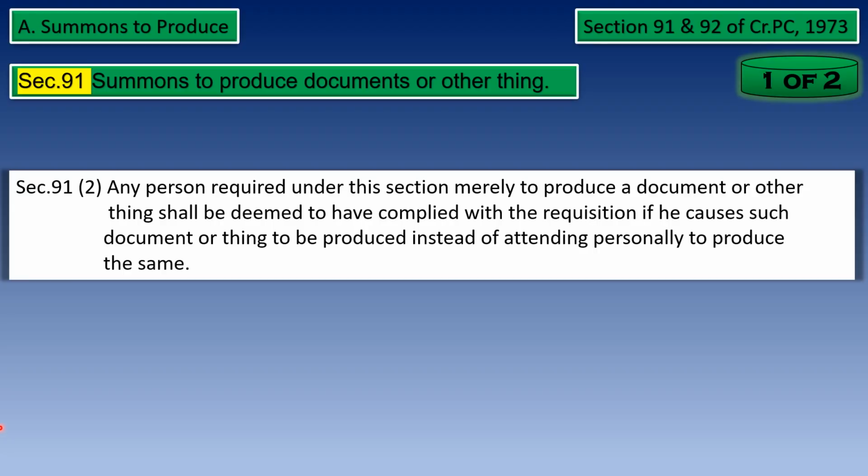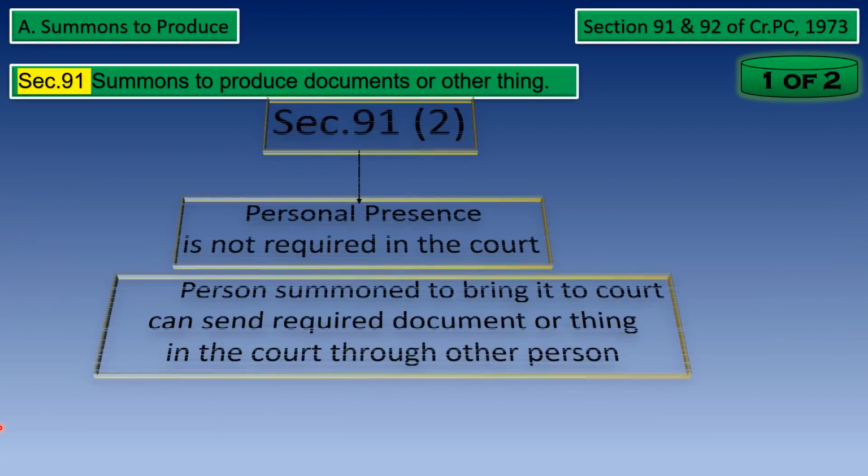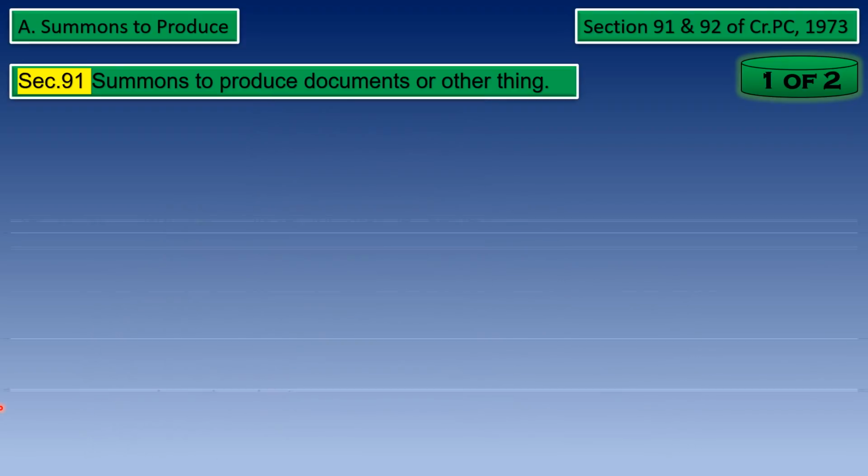Subsection 2 of section 91 is simply saying that when a summons is issued to a person to produce a document or a thing, it does not mean that he has to personally attend the court. He can send it through any other person. All he has to do is to produce the document or thing to the court at the given time and place as per the contents of the summons, and he does not need to be present in the court. Simple. Got it? Okay, let's move on.